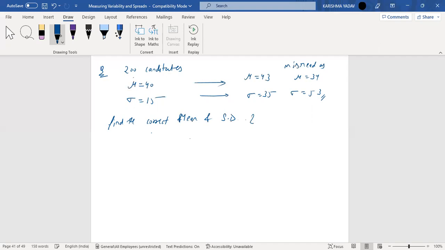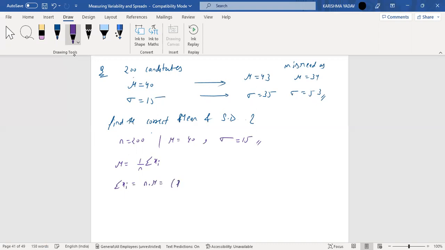Now let's do this. How can we do this? We have n equal to 200, the mean mu equal to 40, and the standard deviation equal to 15. Now what is mu? Mu is 1 upon n times the sigma of xi. That's the formula for the mean. From this we can take out sigma xi equals n times mu. And what is my n?